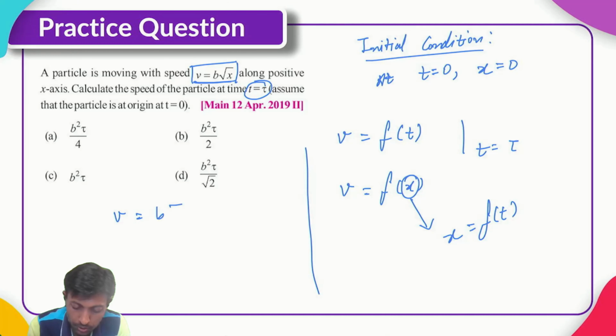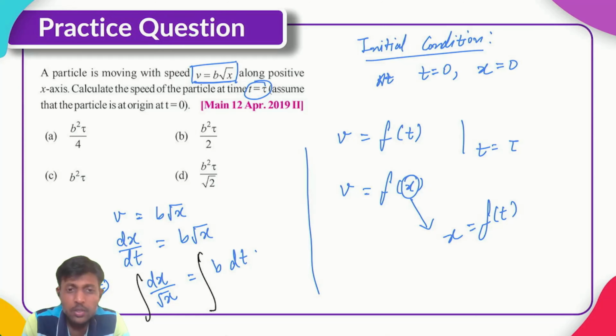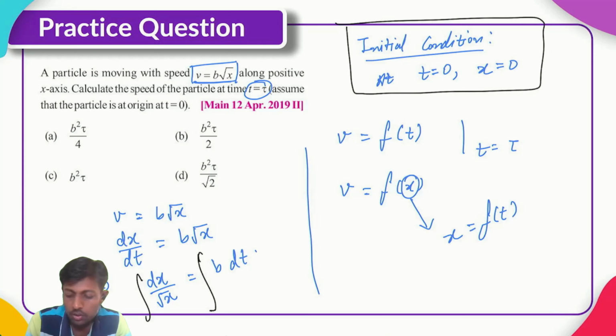V is equal to b root x. And we know v is given as dx by dt. This is equal to b root x. So this gives us dx by root x is equal to b dt. And then you integrate the two. This is going to be indefinite integration, and it will give us a constant. We'll use the initial condition to find out that constant. So let's do this now.